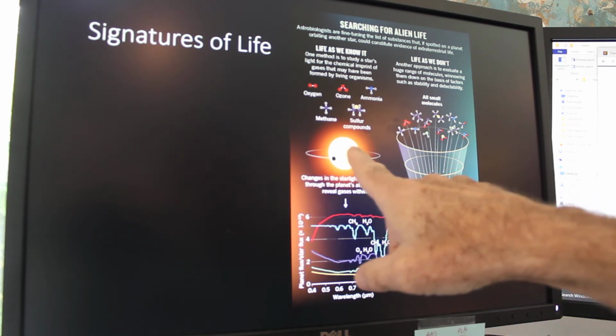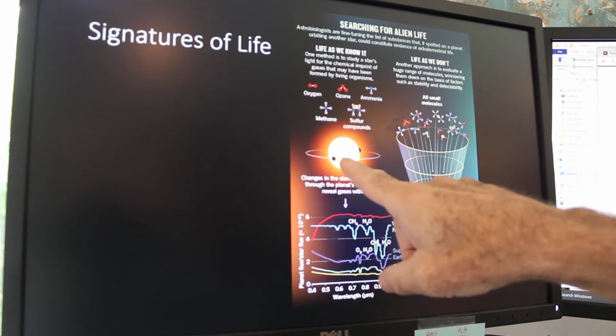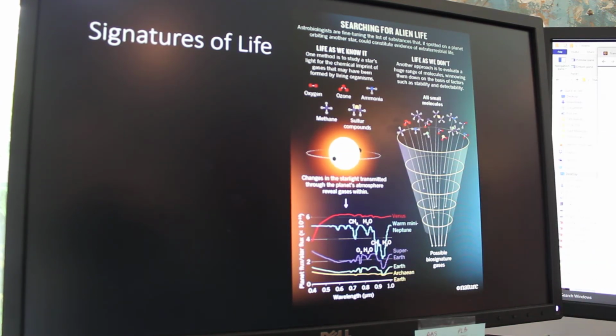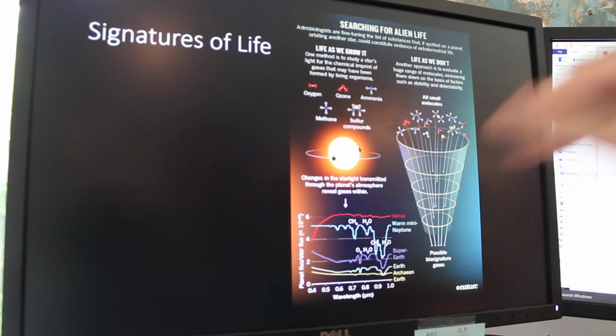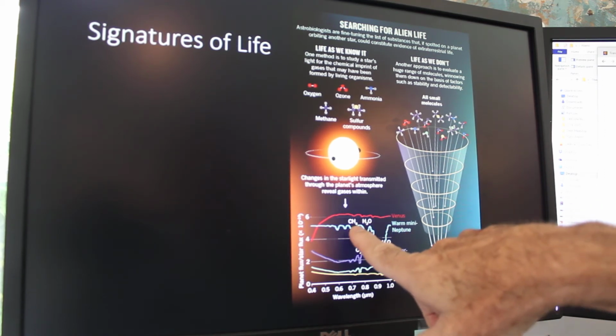So what happens is, right now, most of the planets we found are found because they pass in front of their star, and we can see the star dimming because the planet passes in front of it. Well, some of the light from that star goes through the atmosphere of that planet and comes to the Earth. And so as the light passes through, we can analyze that light and look for signatures of different molecules. And the molecules that we're looking for are things like this.